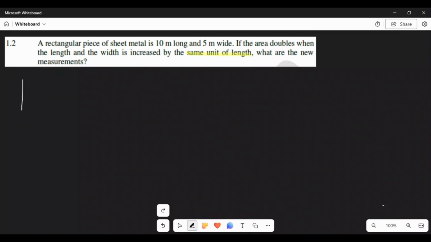All right, let me just draw it here, guys. So the 10 meters is under the length, right? So how long from here to there? It's 10 meters, right? And then the width from here to there is actually 5 meters.